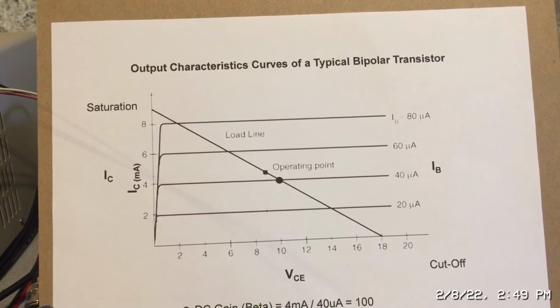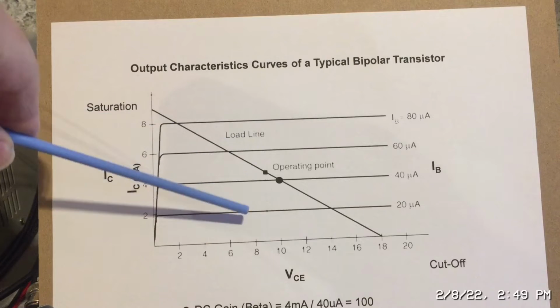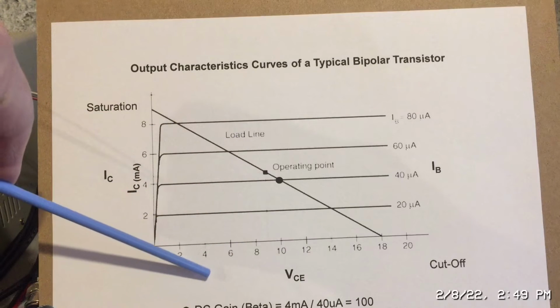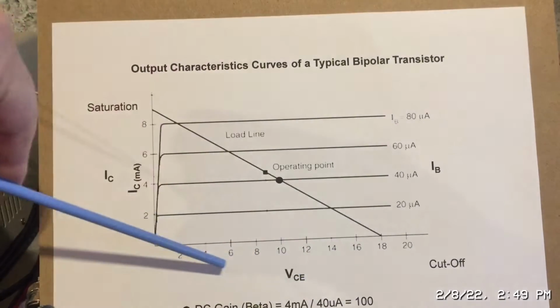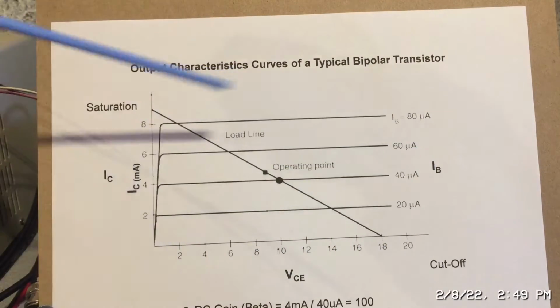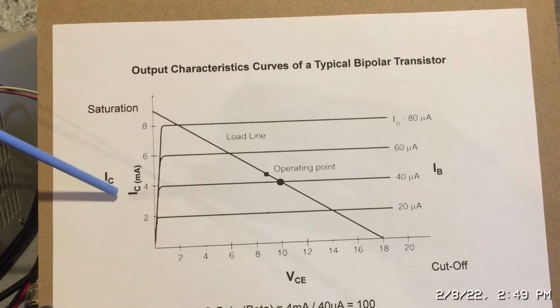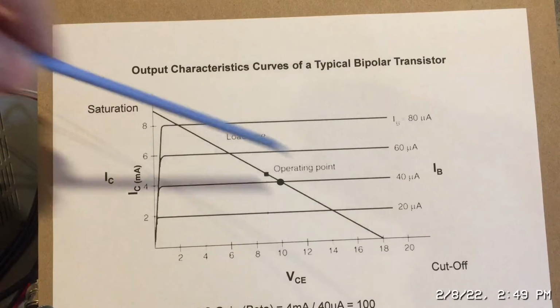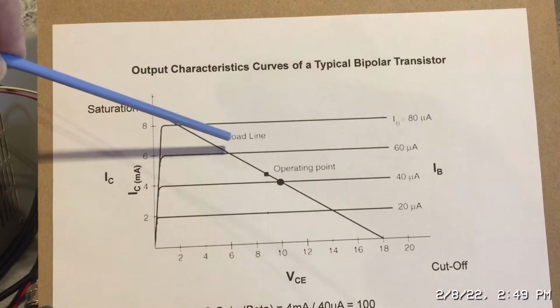So what we have here is a diagram of transistor characteristic curves. This is a typical bipolar small signal transistor, and these are the actual collector characteristic curves. On this axis we have the collector emitter voltage, on this axis the base current, and on this axis the collector current. Then you see a diagonal line down here, which we call the load line.